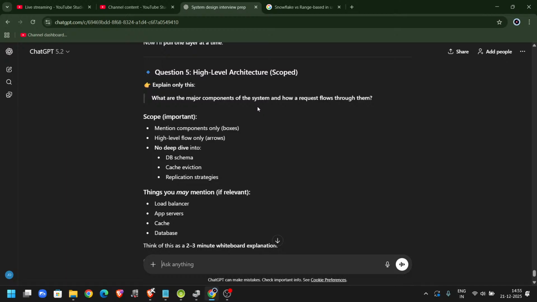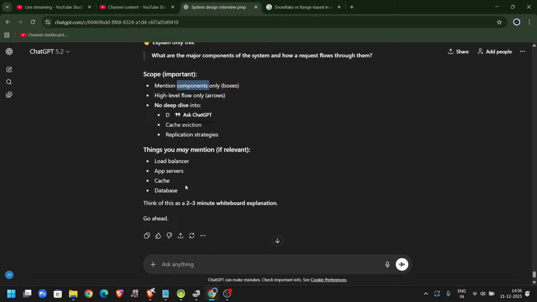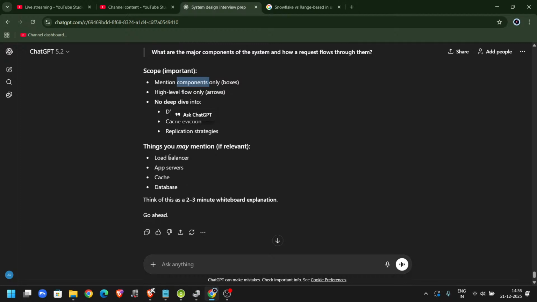Okay. So, what are the major components of the system? How does a request flow through them? I don't really get this question. What does components mean here? Ah, okay, these things. Okay, okay.